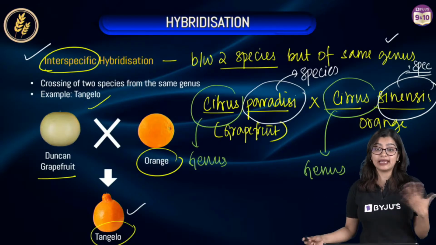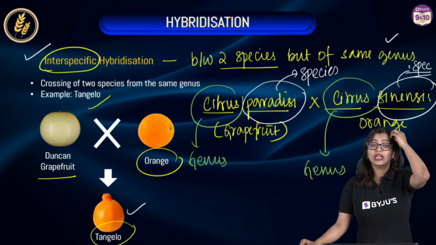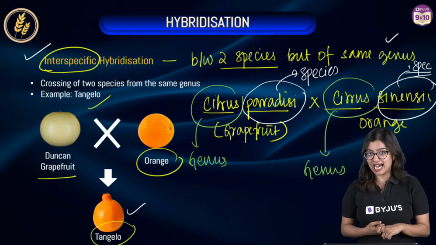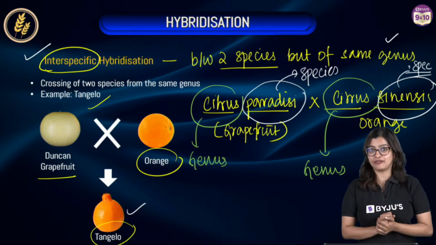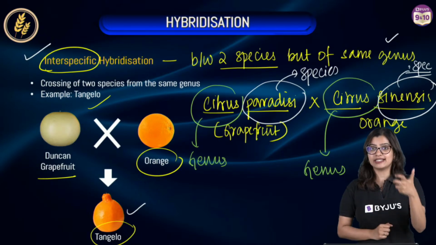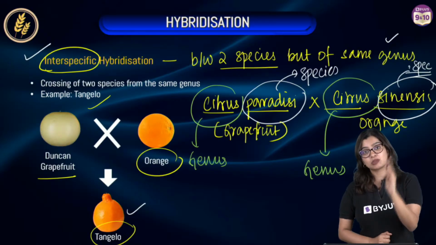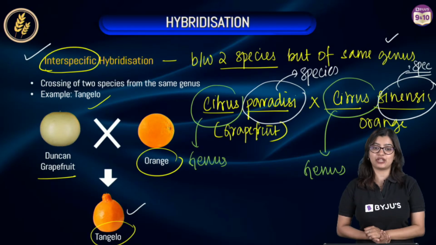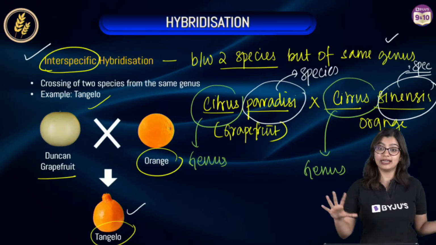Now if you think of it in liger, if you think of it, right? Even your liger. What is liger? A cross between a tiger and a lion. Now that is also interspecific, where the genus is the same. Genus is Panthera, but usme species name is different. So that is also an example of an interspecific hybridization. So I hope we are clear with this now.